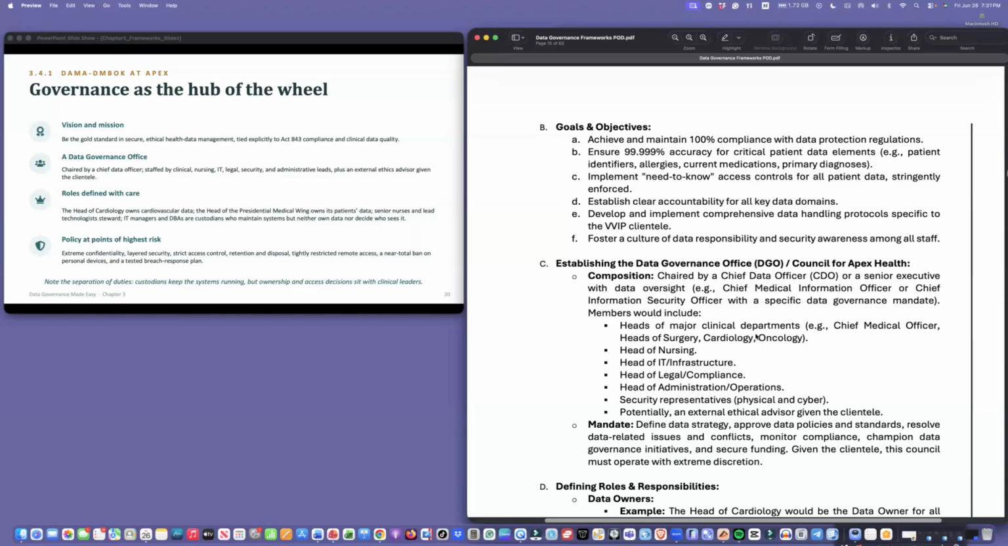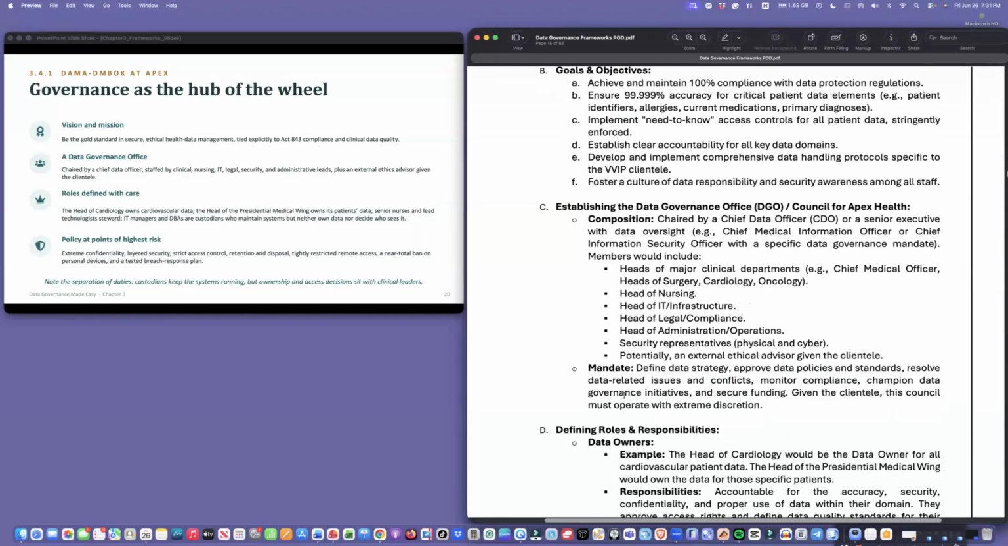This one, the heads of major clinical departments, heads of nursing, heads of IT, heads of legal and compliance, heads of administration, security representative, and then an external advisor, somebody like me, sitting there to be able to tell them where you are not seeing clearly. Okay, as an external person, giving a very good oversight on what they are doing. They will define the data strategy, approve data policies and standards, resolve data related issues and conflicts.